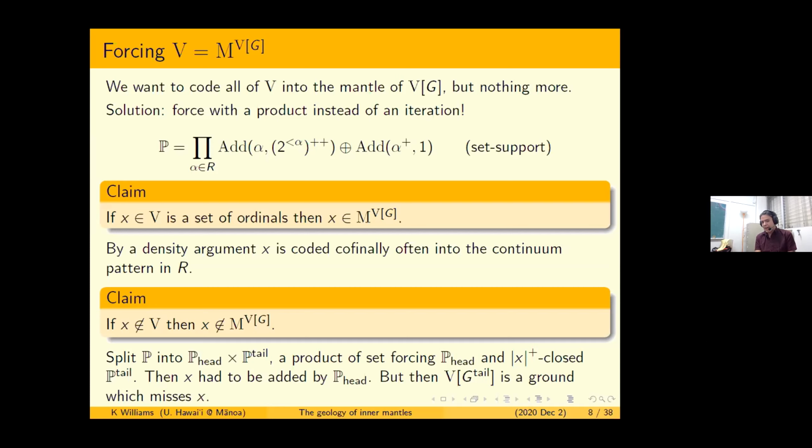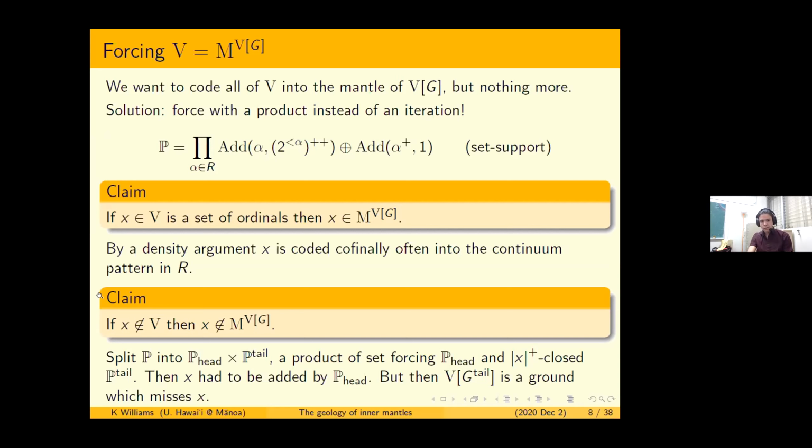But then we had to add X by the head part. But the forcing by the tail is a ground of the extension because it misses the extension by a set forcing, namely forcing with this set sized P head. So we found a ground which doesn't have X, so X doesn't get into the mantle. So that shows that V is exactly the mantle of the extension. So we think these are a nice pair of arguments. It's neat that it's just iteration versus product, gives you the two extremes for what you code into the mantle.